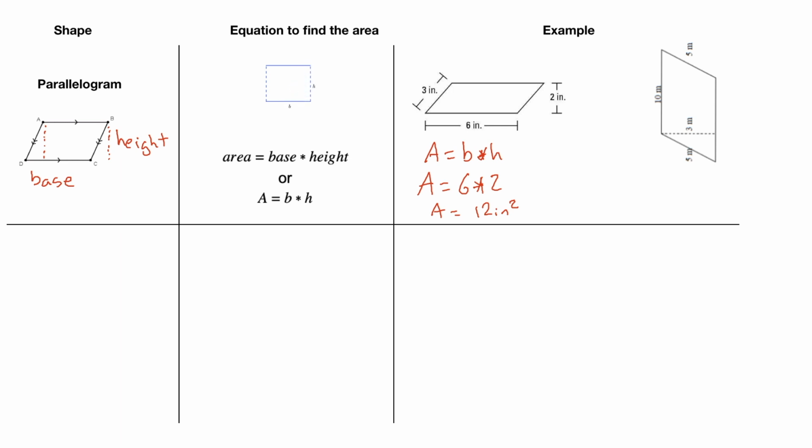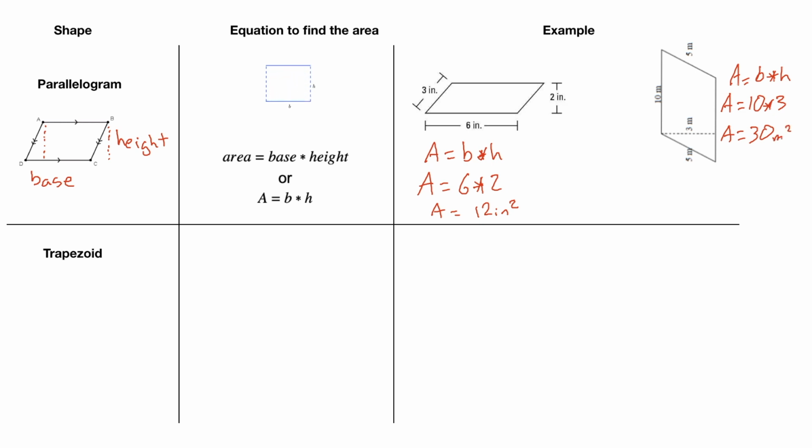But if we were to take this and tilt it over, or turn it over, we would see that we've got our base right here and that we've got our height right here. So then we would use our equation. Area equals base times height. Our base is 10, so A equals 10 times our height is 3. The area equals 30, in this case, meters squared.